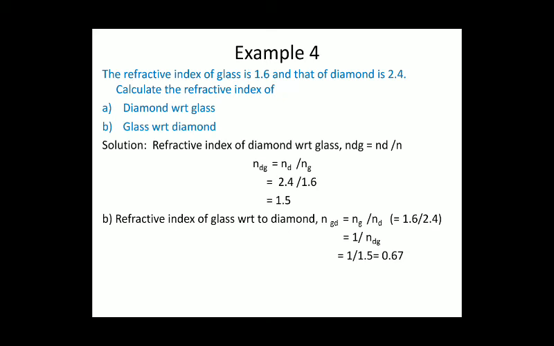My dear students, just observe the refractive index values. Glass has the value 1.6 and diamond has the value 2.4. It means diamond, with the higher value of refractive index, is the more optically denser medium. It means when the light travels from air to diamond, there is more bending compared to glass. Now they are asking to calculate the refractive index of diamond with respect to glass.